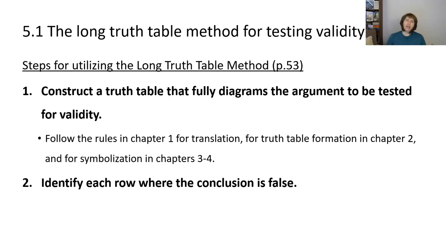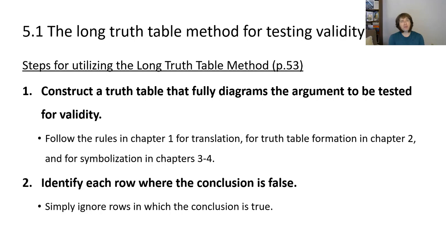Why? Because now we're going to be interested in picking out certain rows on our truth table. The truth table as a whole shows us all the times when a statement is true or false and why it's true or false. Once we have the truth table made, we want to take a look at each of the rows where the conclusion is false. Just ignore rows where the conclusion is true.